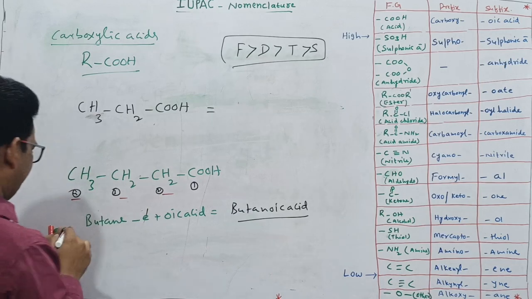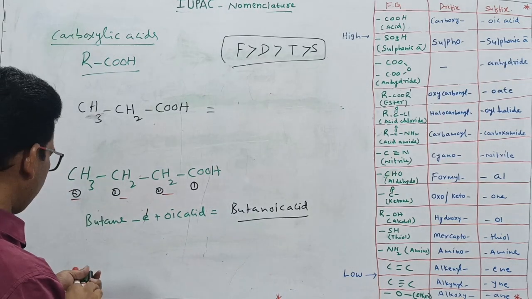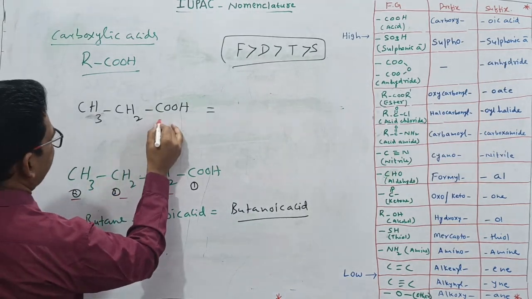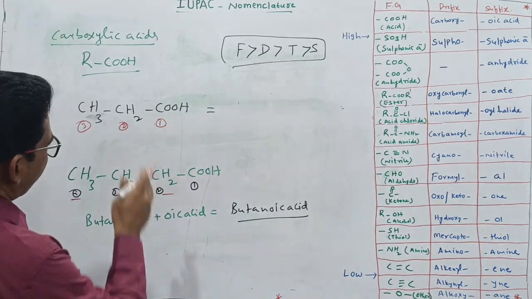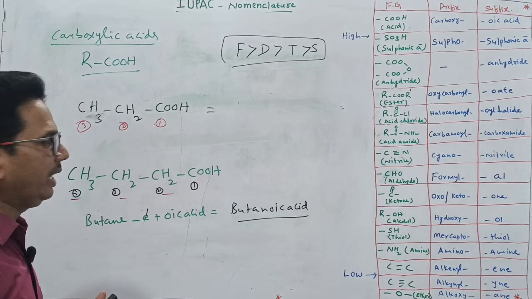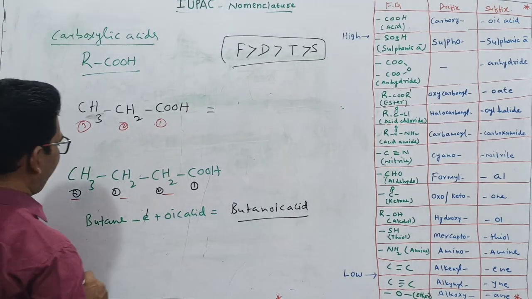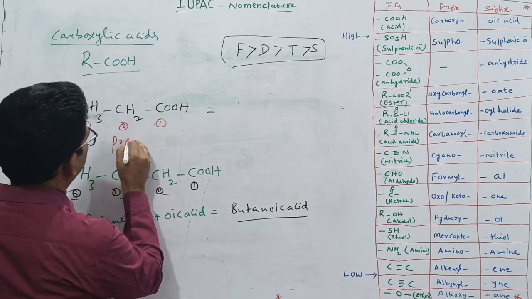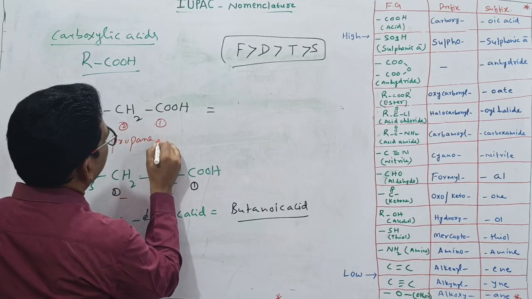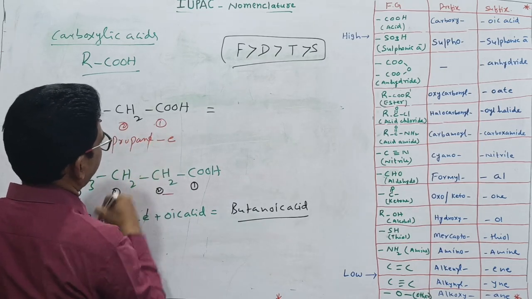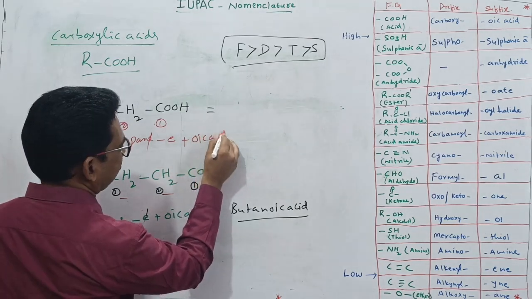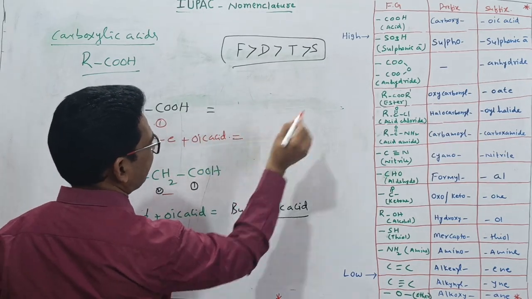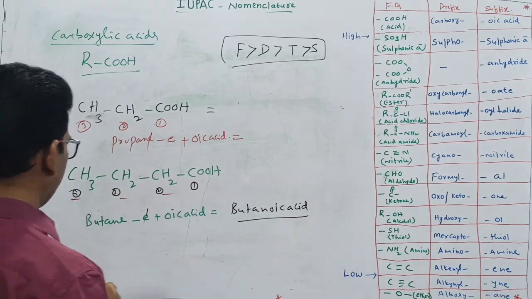Then what is the name for this one? How many carbons will it have? 3 carbons. 1, 2, 3. I have to start numbering from the functional group only. Then what is the name for this one? Propane. From this you subtract the E, then add the oic acid, because the suffix is the oic acid, what I mentioned there.